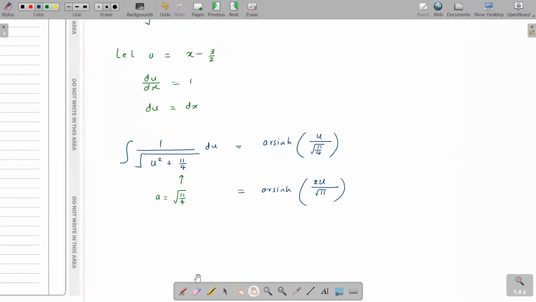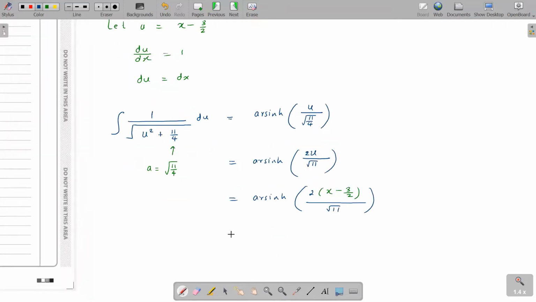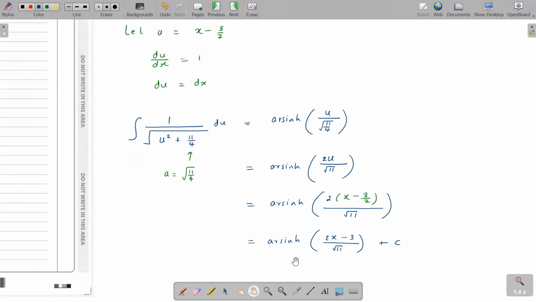So what is x now? The u is replaced by 2 times x minus 3 over 2, divided by root 11. So what do we get? Arcsine 2x minus 3 over root 11. So this is the answer plus c. Don't forget the plus c once you're done with the integration. Is this clear? Move to the next part now.